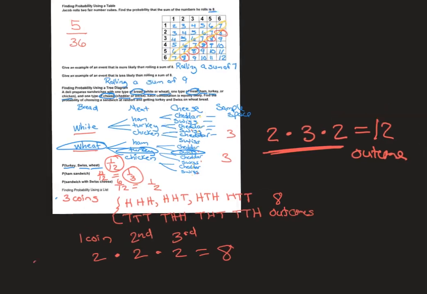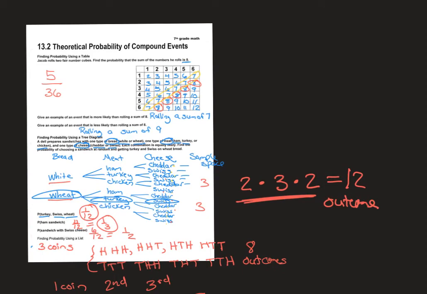If we go back up to the first one, we rolled 2 number cubes. So the first one, there are 6. The second one, there are 6 outcomes. So you should have a total of 36. So you can always double check your outcomes by using the fundamental counting principle. Multiplying the number of outcomes times number of outcomes times number of outcomes. How many ever events you had?